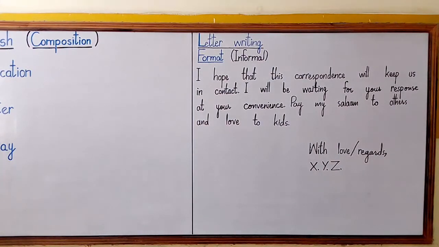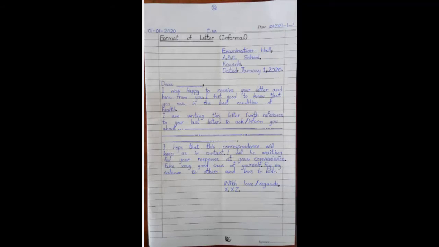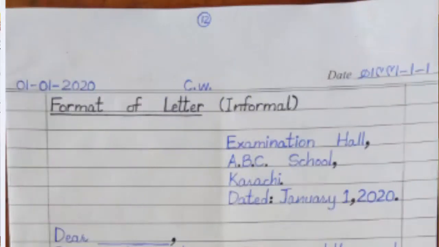Here you are. You can see here that there is a page number mentioned on the top of this page, and you will mention both the dates, English and Islamic, as I have mentioned here. And in the center of these two dates you will write CW for classwork, and if you are doing this as homework, then you will write HW for homework. Then you will give a heading, format of letter, and inside the brackets you will write informal.